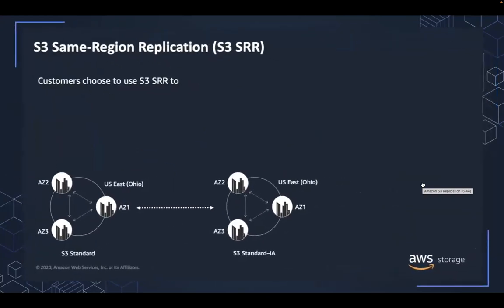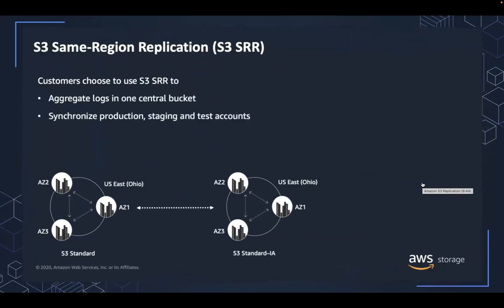First, let's talk about S3 same region replication, S3 SRR. There are a few examples of why customers will use S3 SRR. For example, to consolidate application logs from multiple buckets or multiple accounts into one central archival bucket, or to keep development, testing, and production buckets in sync for their users, or to meet data sovereignty requirements, to maintain multiple copies of your data under different AWS accounts, but all in one AWS region.